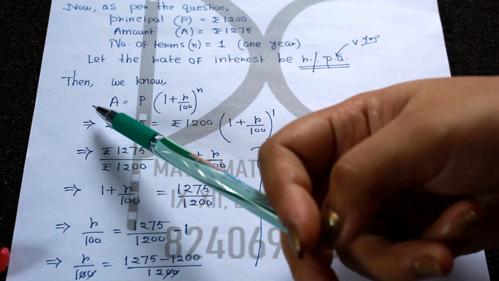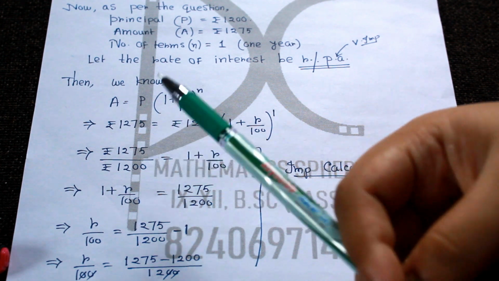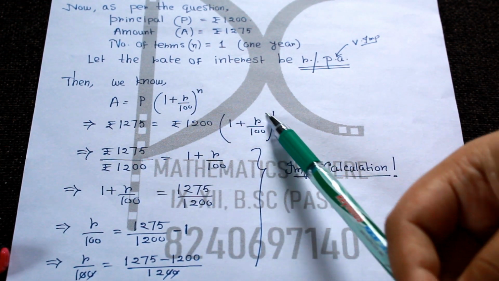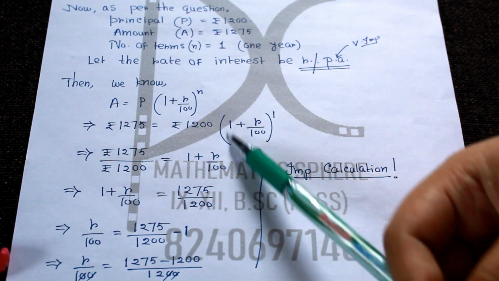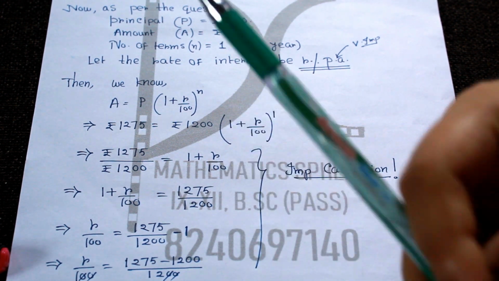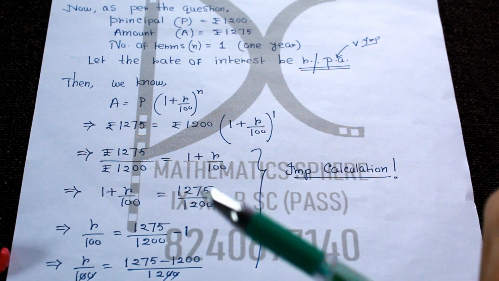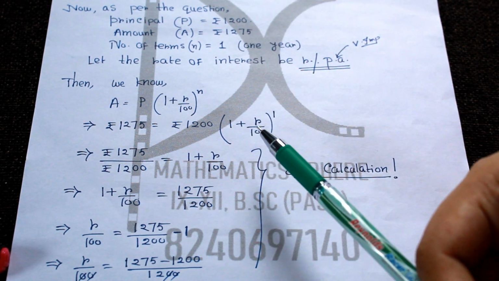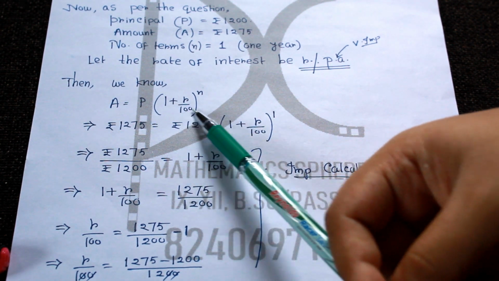Now you see the rupees will get cancelled. What we need to do is find this R. So we will have to simplify this part. Be careful about this calculation. All the rate calculations will be done in this way only. If you can learn one, then you will be able to solve all the sums in this way. What we need to do first is shift this principal.